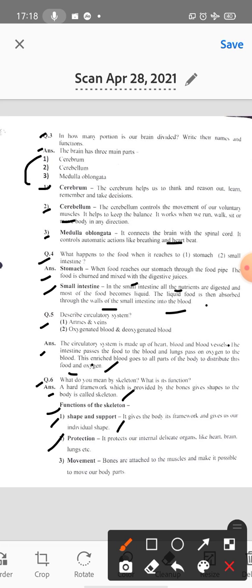Second, protection. It protects our internal delicate organs like heart, brain and lungs. Yes, so this is the second function.